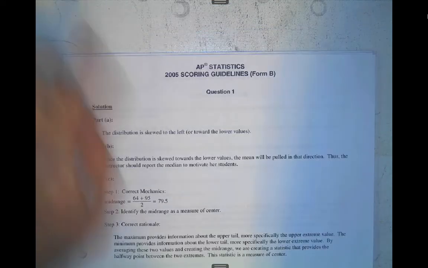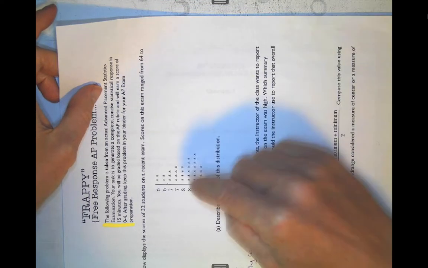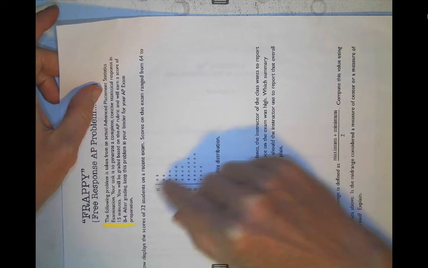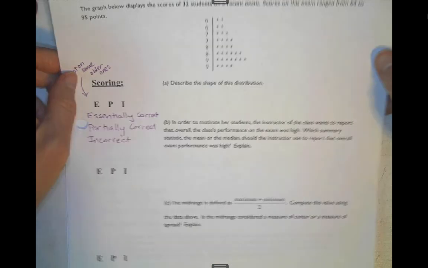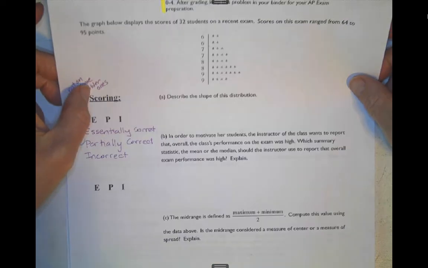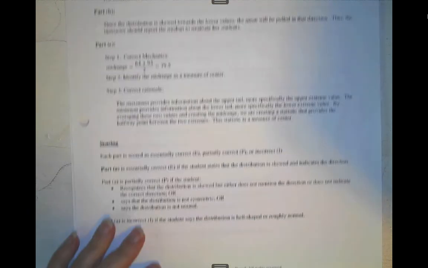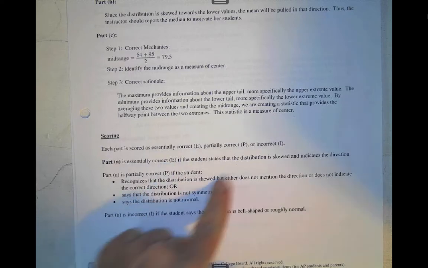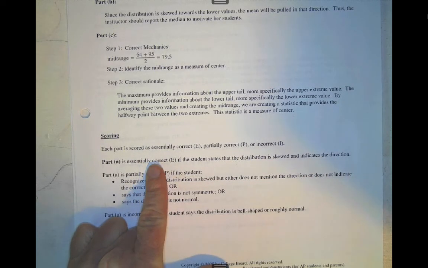So describe the shape of the distribution. So we look here. It says the distribution is skewed to the left or towards lower values. So again, remember you want to think about putting it on its side when you're looking at that stem and leaf plot, and you can see that there's that skew over there on the left, so there's a tail over there on the left. So for that one right there, pretty straightforward. So as long as you said that the distribution was skewed and you said the direction, you would have earned an E for that particular one.